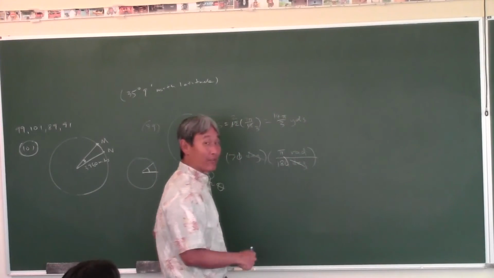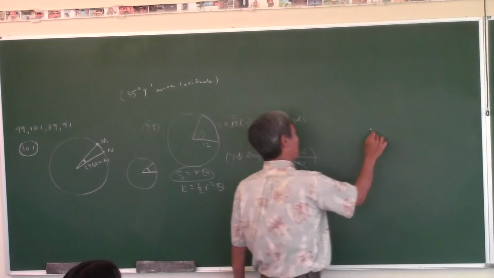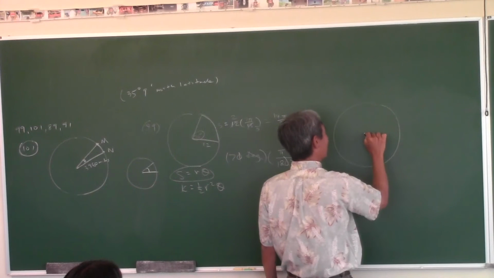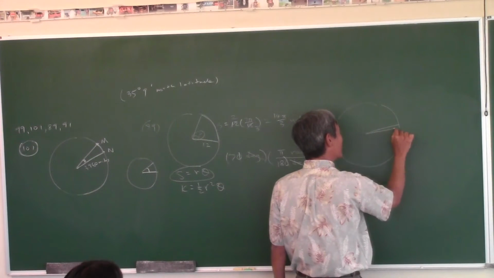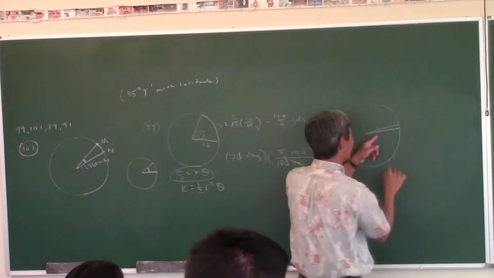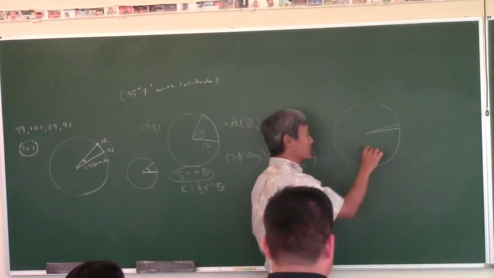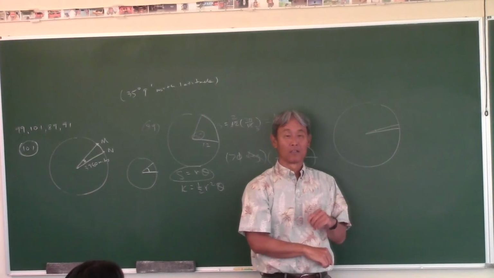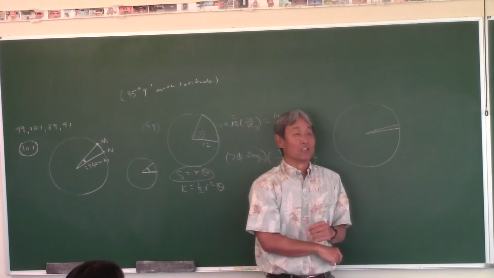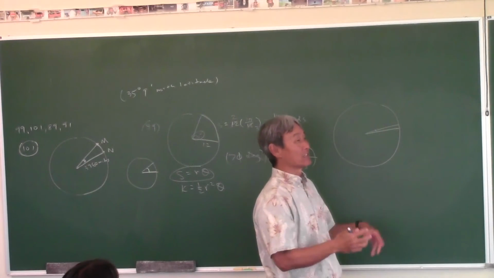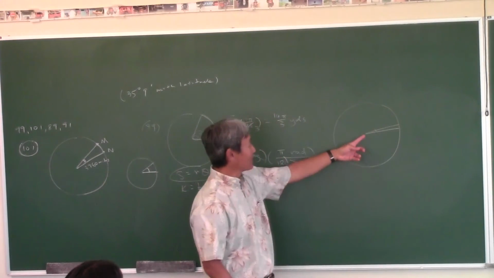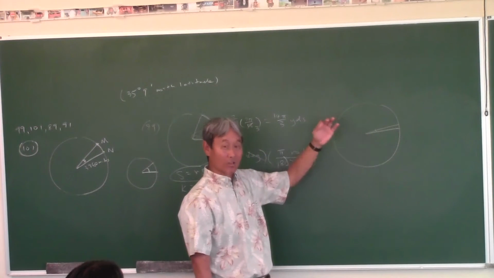Yeah, you're gonna have to know that for tonight's homework too. Okay, we have a circle. If I divide a circle into 360 parts like this, each one of these is called a degree. There's 360 degrees in a circle, right? So if I make 360 of these, each one is a degree, right?